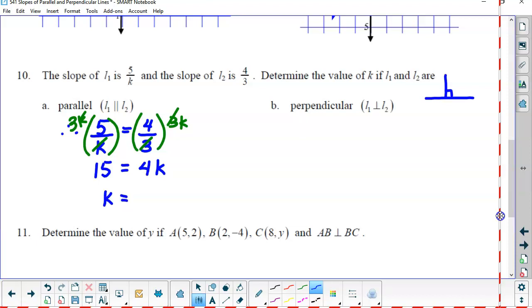And then divide by 4. You get 15 over 4. So it's going to be a fraction in some cases.